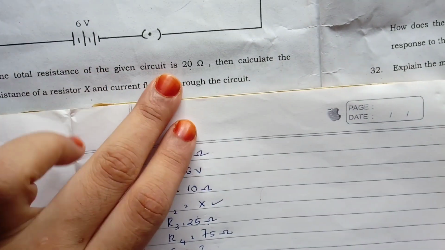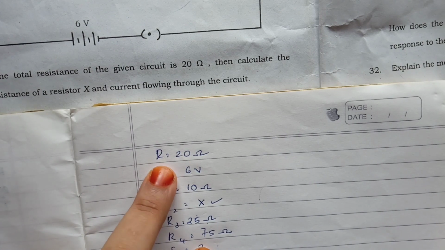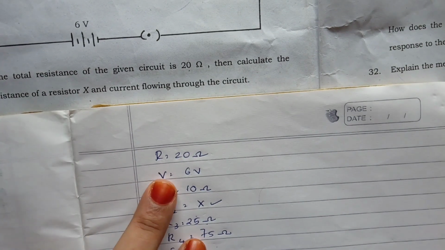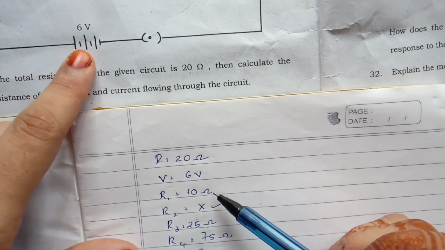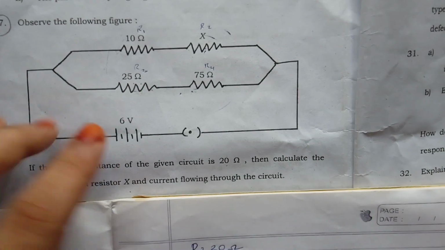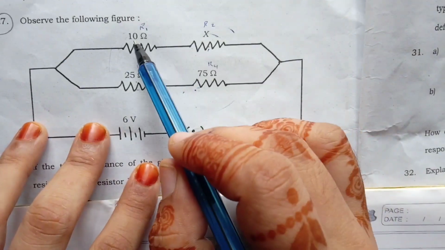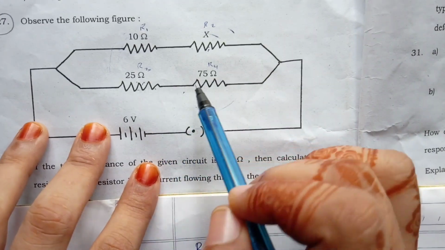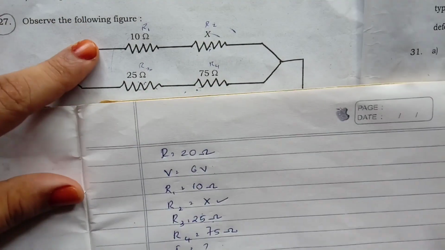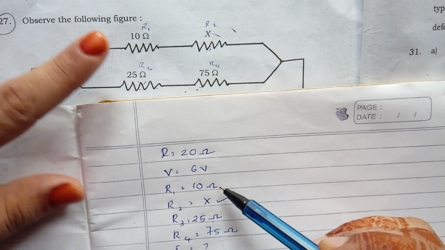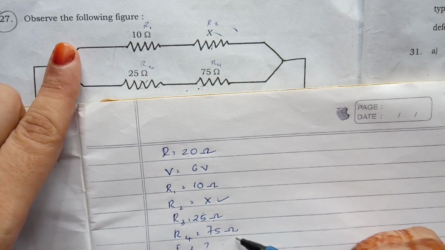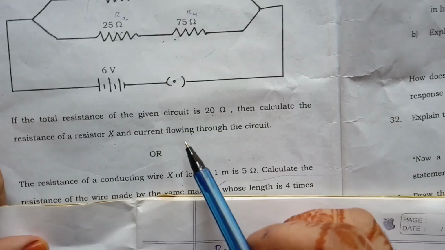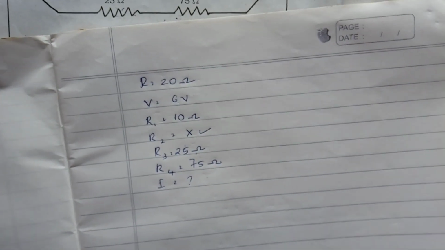So they have told me here my total resistance is 20, denoted as R, 20. Voltage given here, rest all I am comparing with the diagram and writing. So voltage given here is 6 volts. Then 4 resistors are given. I'm going to name them R1, R2, R3 and R4 respectively. R1 is 10, R2 we don't know, so X, R3 is 25 and R4 is 75. Other than this, they've also asked us to find the current flowing through it, so that is supposed to be I. Now let's get started with solving.